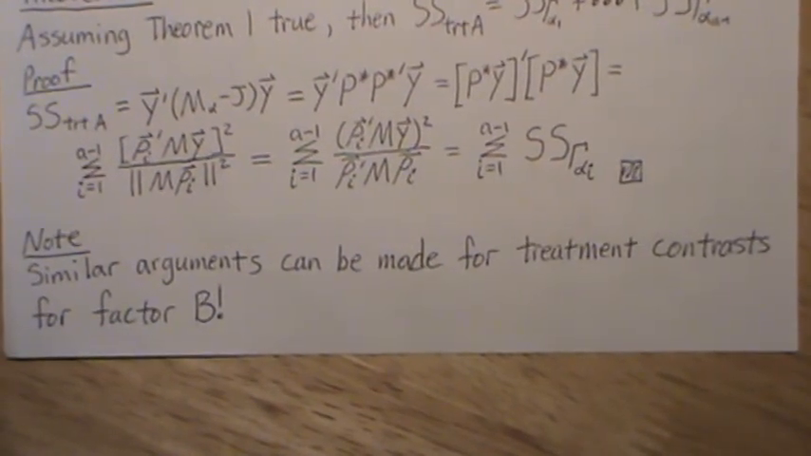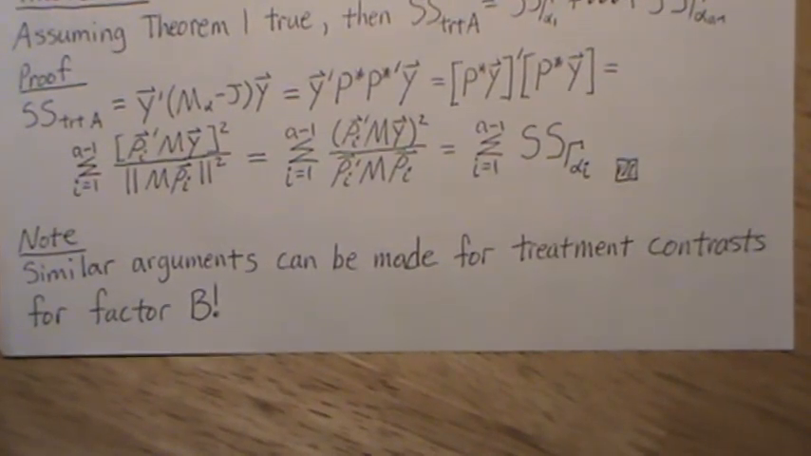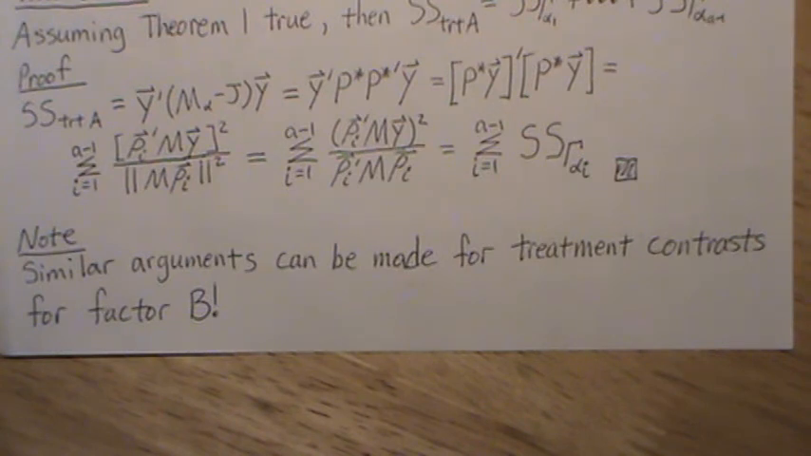So we can break up the sum of squares for factor B into these orthogonal components and then conduct testing on it.